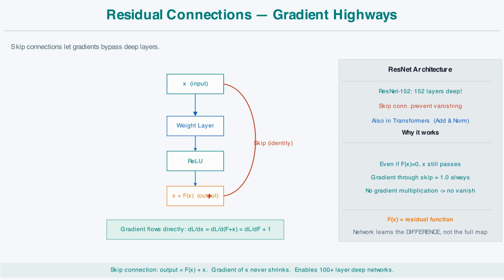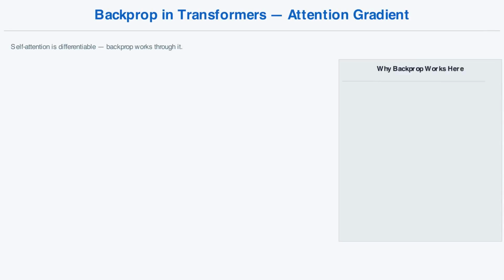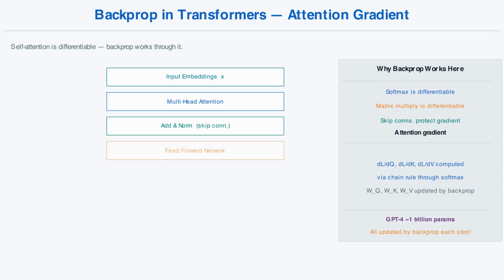When we backpropagate through this addition, the gradient of x has a term of 1 from the skip connection. No matter what happens in f, there is always a clean gradient path through the identity shortcut. This enabled training networks of 152 layers and beyond. Skip connections are now standard in virtually every modern architecture, including transformers, where they appear as the add and norm layers.